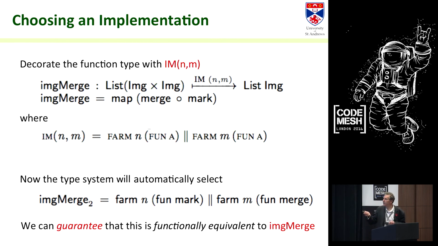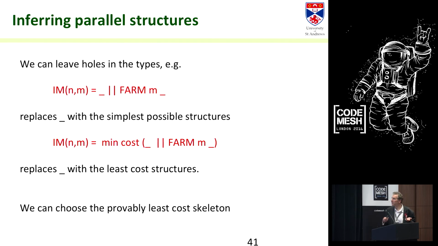Well, what we're going to do is decorate the function type with some information that tells us just what the type is as a structure. It's basically capturing the code structure in the type. And now, using our cost model, we can use that to automatically select image merge 2, if that's the most efficient implementation. And if you want, you can leave holes in the types and let the system infer bits too. Okay, so you can infer bits of your types, all described in this ICFP paper, so please ask for a copy of that.